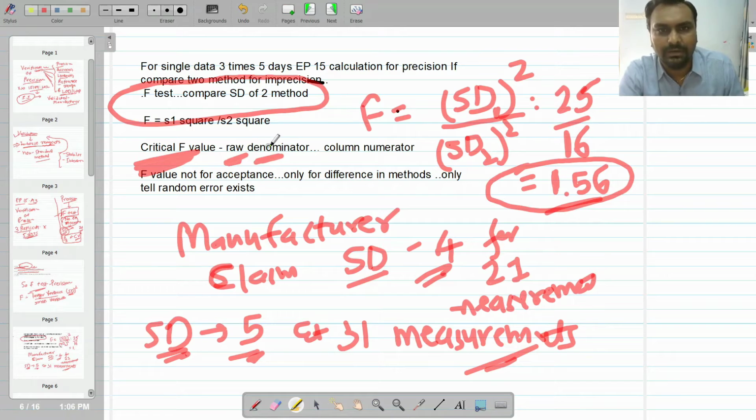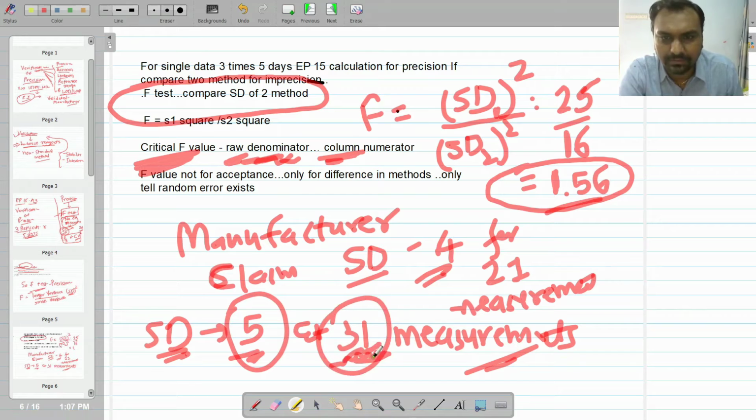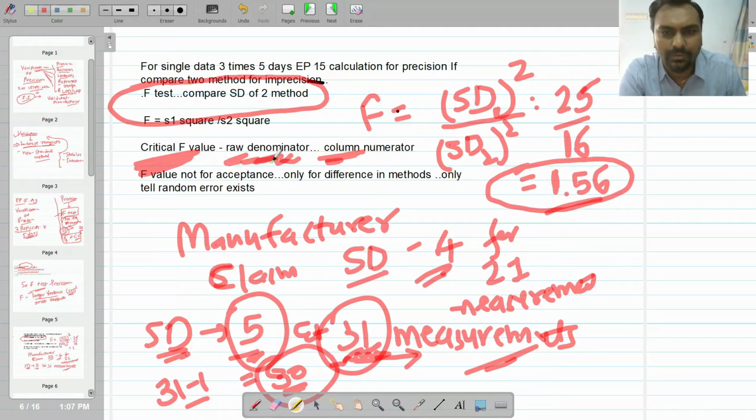You have to check the table. The row will be your denominator and the column will be the numerator. Here the numerator SD is 5, at 31 measurements, so the degree of freedom is 31 minus 1, that is 30. So in the column you have to check 30, and in the row, that is the denominator, n minus 1 will be 20. So in the row you have to check 20.